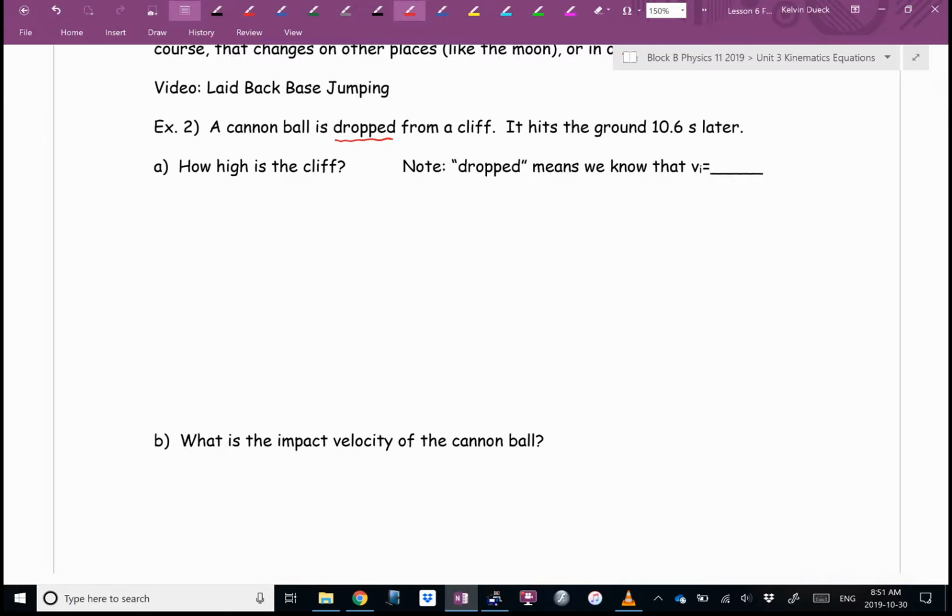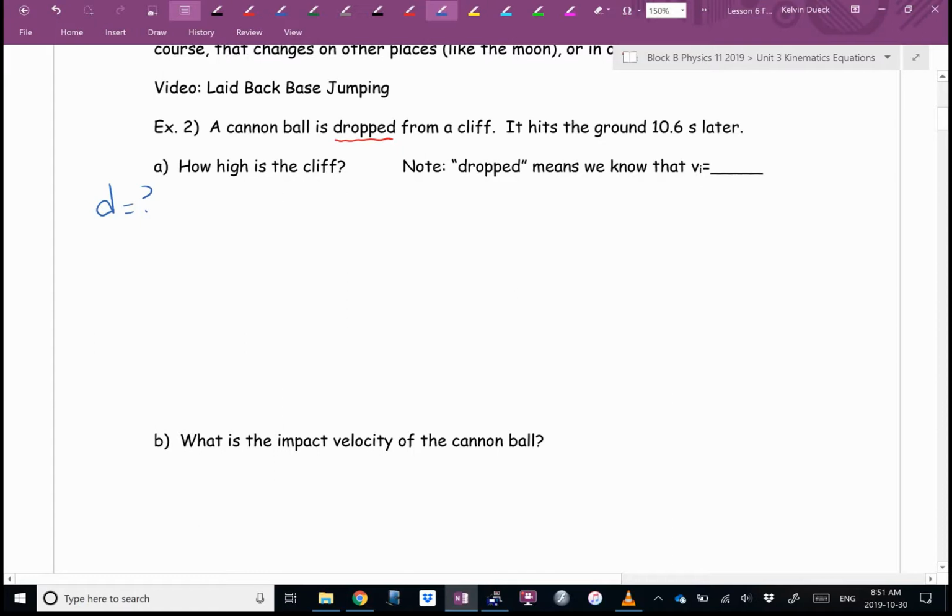Serenity, what does part A want me to find? Which variable in our 4 equations do you think would be height? Speed? Velocity? Which variable do you think they're actually asking me to find in my equation when they say how high is the cliff? Yep, let's go D equals question mark. Technically displacement, I think, but whatever.